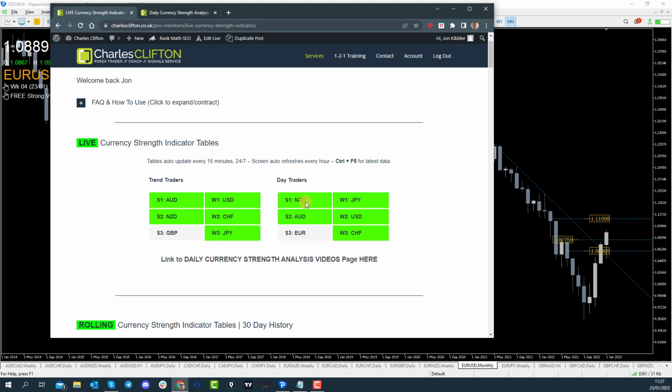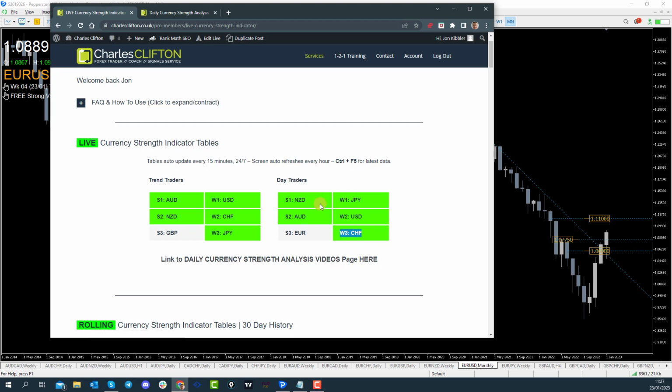However, on the day traders, we've got the New Zealand dollar top in the table at S1, followed by the Australian dollar at S2, followed by euro at S3. The yen is the weakest according to the day traders, so that's where the momentum is in the market at the moment with the yen. The second weakest is the dollar. Third weakest is the Swiss franc.